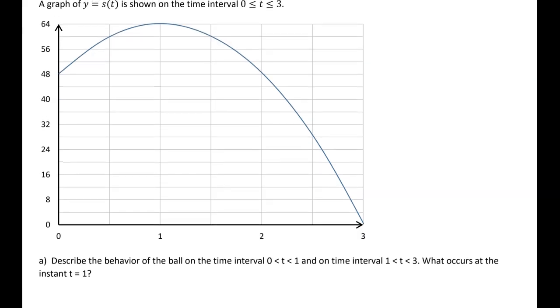The first question we have in this problem is just asking us to describe the behavior of the ball on a couple of different time intervals. So the first one is t equals 0 to t equals 1, which is this stretch. And just something broad was fine here. I would just say the height of the ball is increasing on that time interval, or the ball is going up on that time interval.